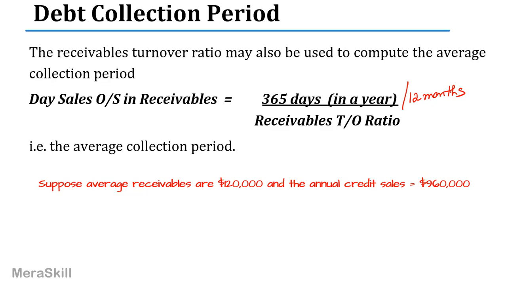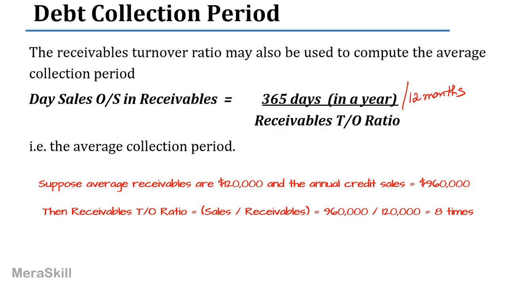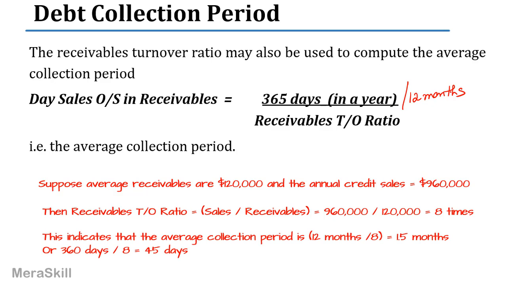Suppose the average receivables are 120,000 and the annual credit sales is 960,000. Then the receivables turnover ratio would be 8 times, and again I get 1.5 months or 45 days. I've taken 360 days here just for ease of computation. What is that? The average collection period. Days sales outstanding in receivables, the collection period, whatever you call it.